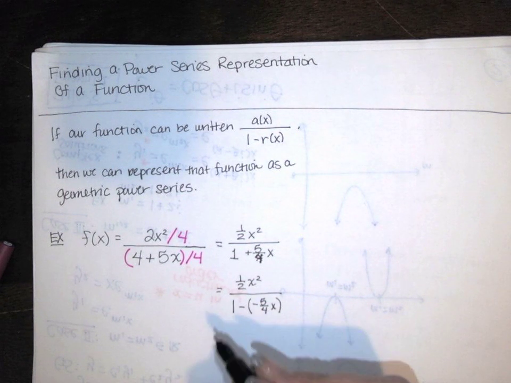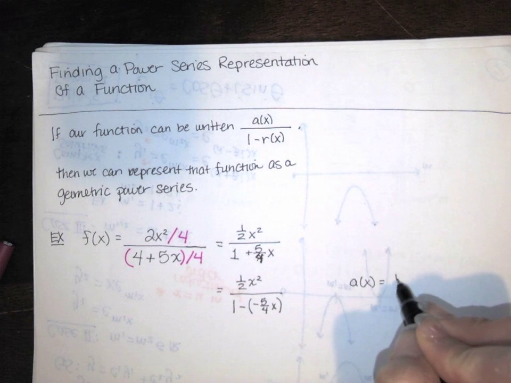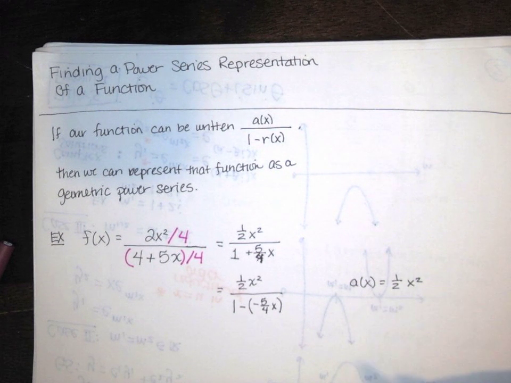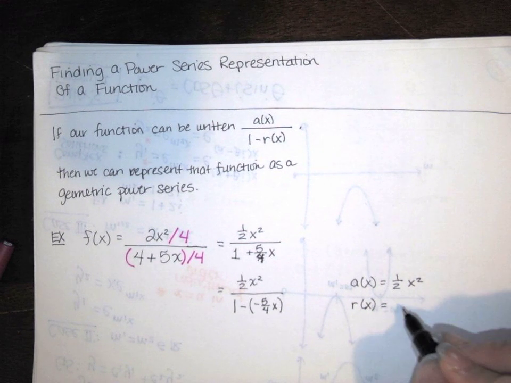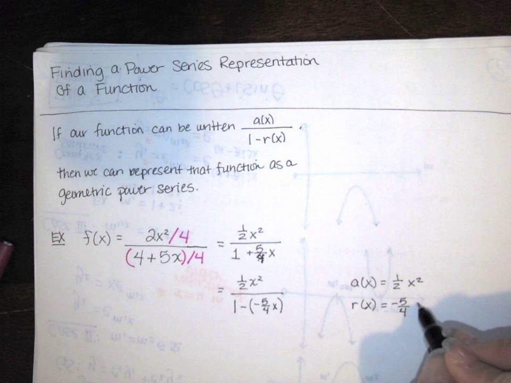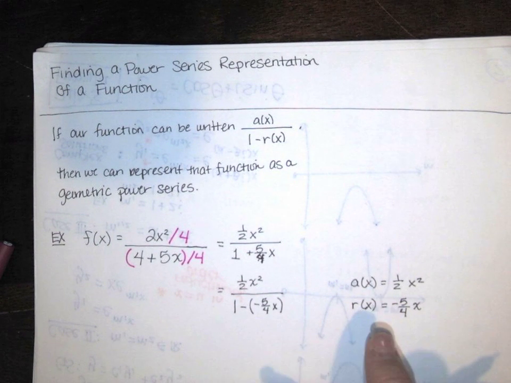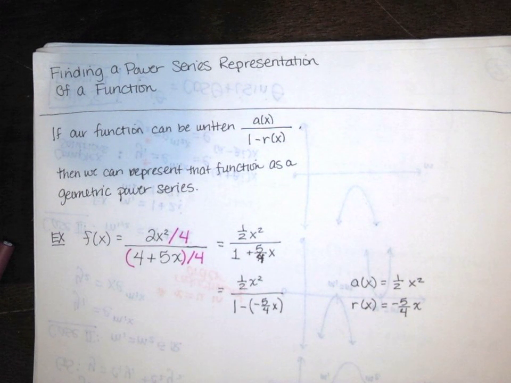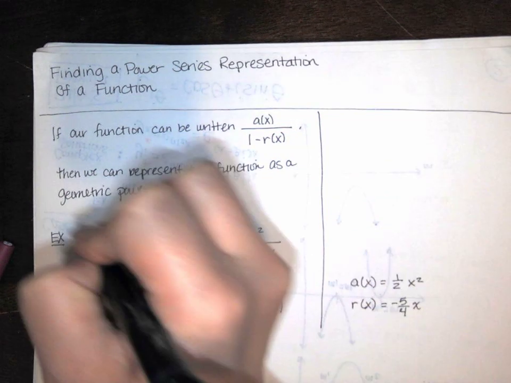And now I can identify a of x. It's 1/2 x squared, and I can identify r of x. It's negative 5 over 4 times x. And now that I've identified a and r, I can write it as a geometric series. So let's just recall this fact.